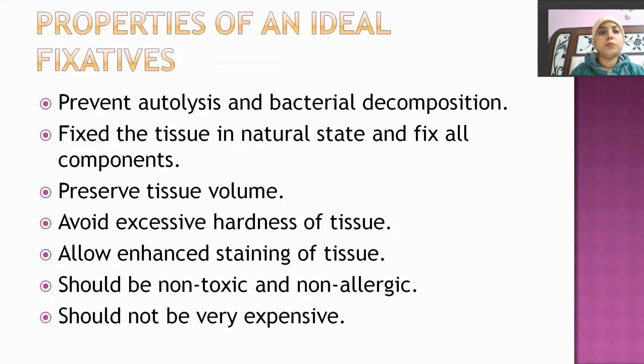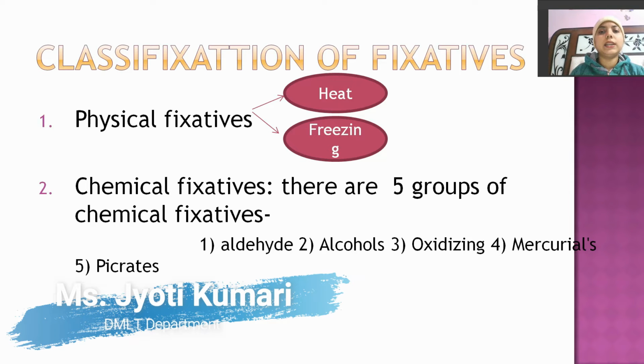Here are the properties of an ideal fixative. The ideal fixative has to prevent autolysis and bacterial decomposition, fix the tissue in its natural state and fix all components, preserve tissue volume, avoid excessive hardness of tissue, allow enhanced staining of tissue, be non-toxic and non-allergic, and also should not be very expensive. Now here is the classification of fixatives.